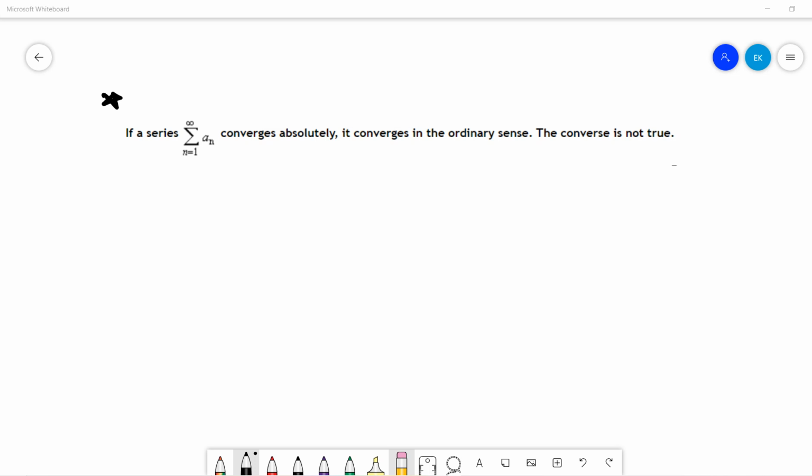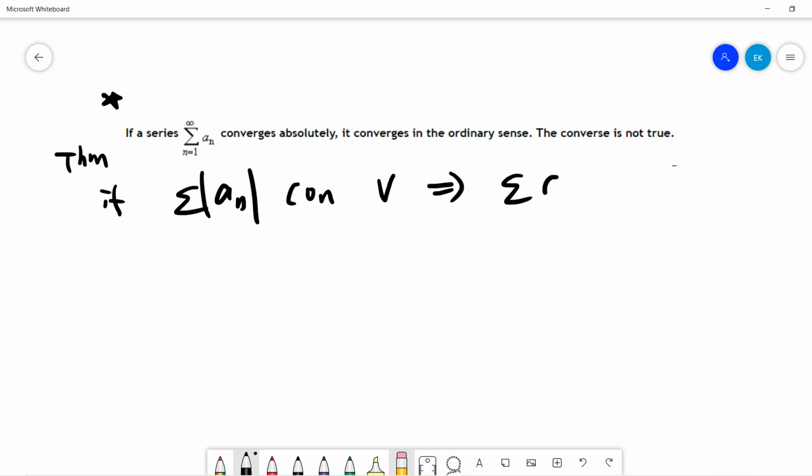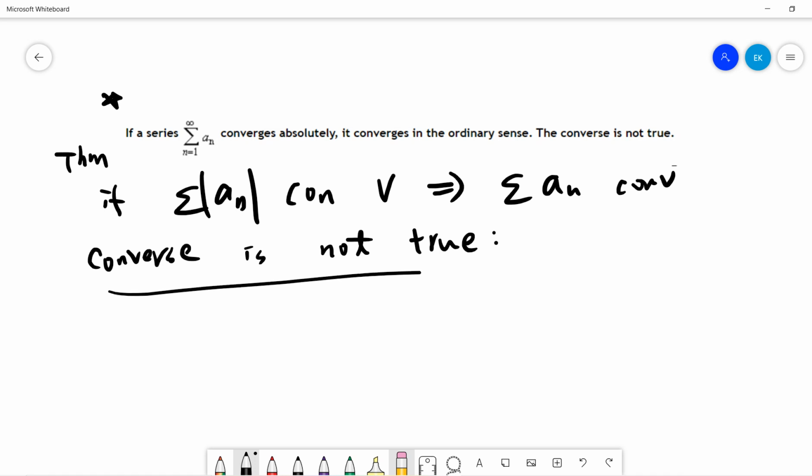So basically, the theorem tells you that if the sum of the absolute value of an converges, then the sum of an converges. Then the converse is not true. Okay, so let's give a proof.